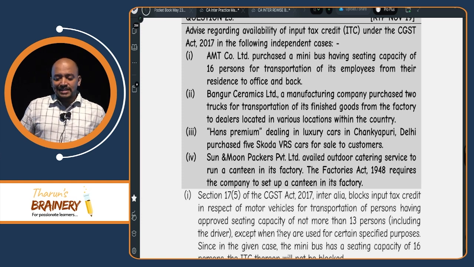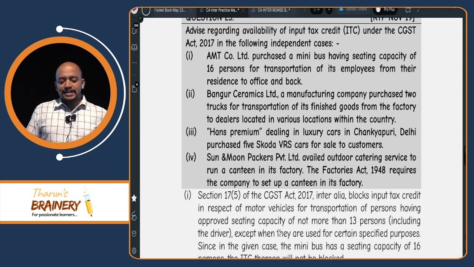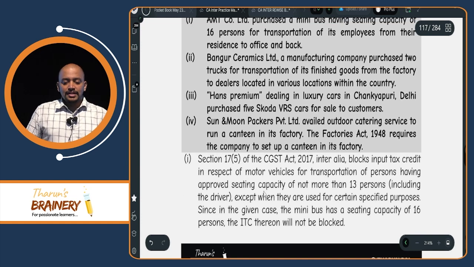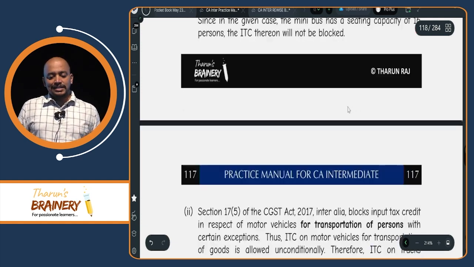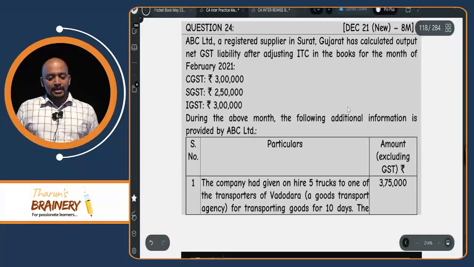factory. The Factories Act 1948 requires the company to set up a canteen in its factory. So why? Because it is under a statutory obligation. Generally outdoor catering is blocked credit, but as it is under a statutory obligation, so ITC available in this case.